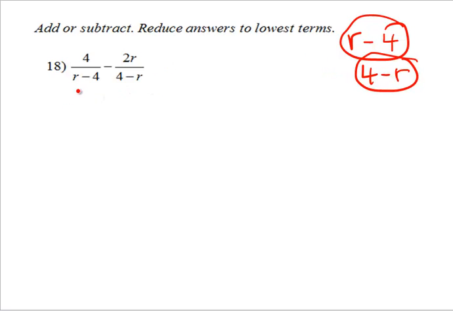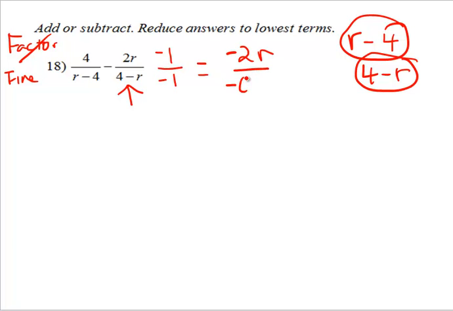So I want you to look at something like this and work on this one. We have nothing to factor here, so factoring is out. But we do have to do a little fine-tuning. So we're going to fine-tune this one, and we're going to multiply it by 1, which is the same as anything over itself, -1 over 1. So that will turn that into -2r over -4 minus r.